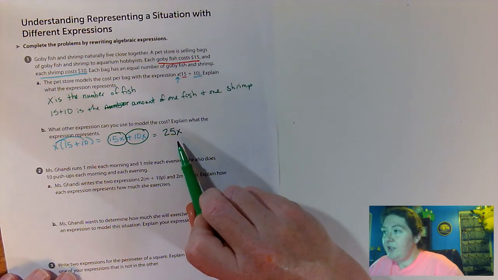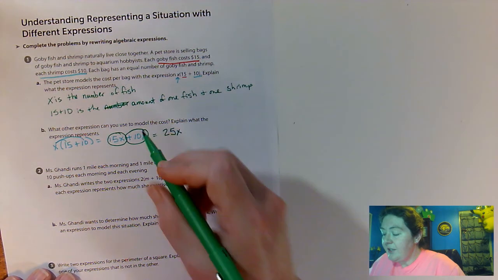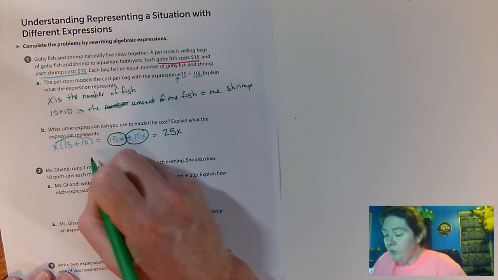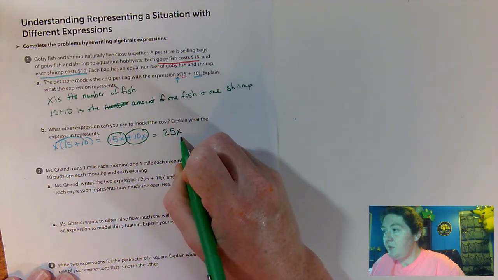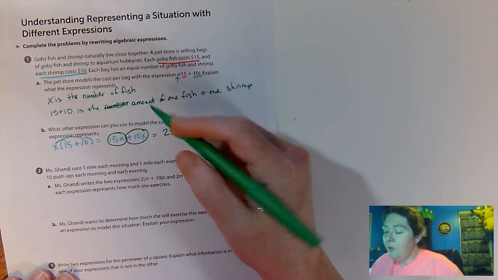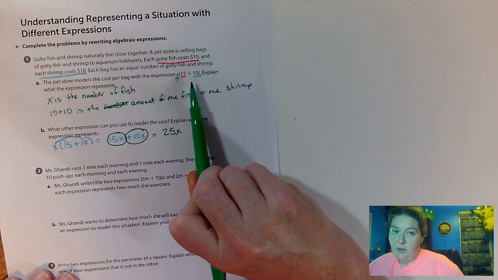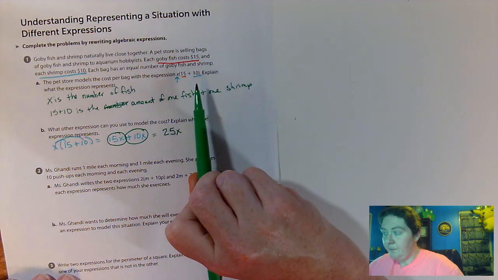What is this actually telling me? This is telling me that I can multiply $25 times the number of fish I want. It's another way of restating this expression. It's all exactly the same.